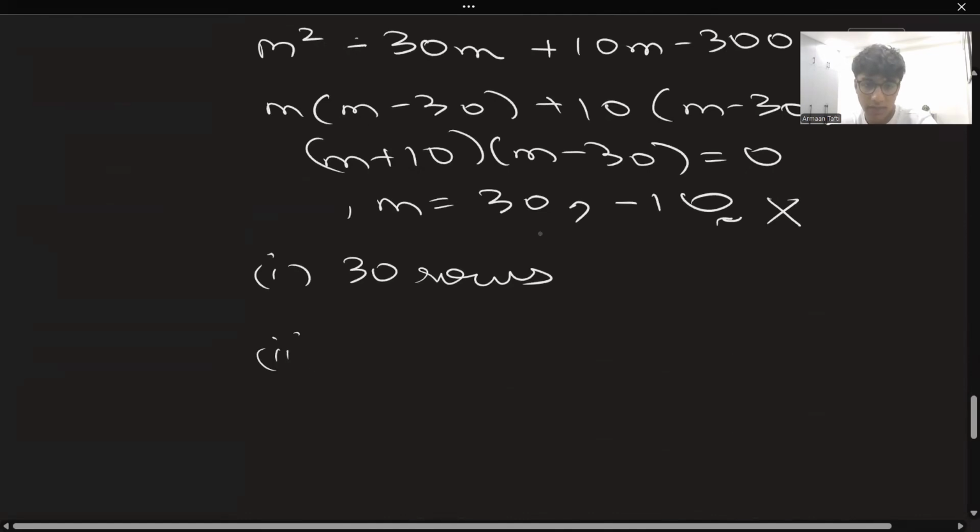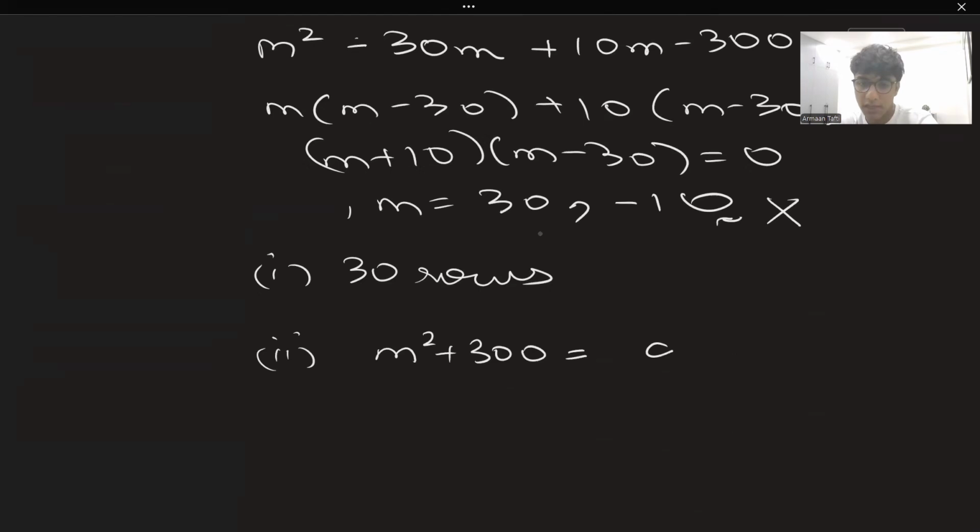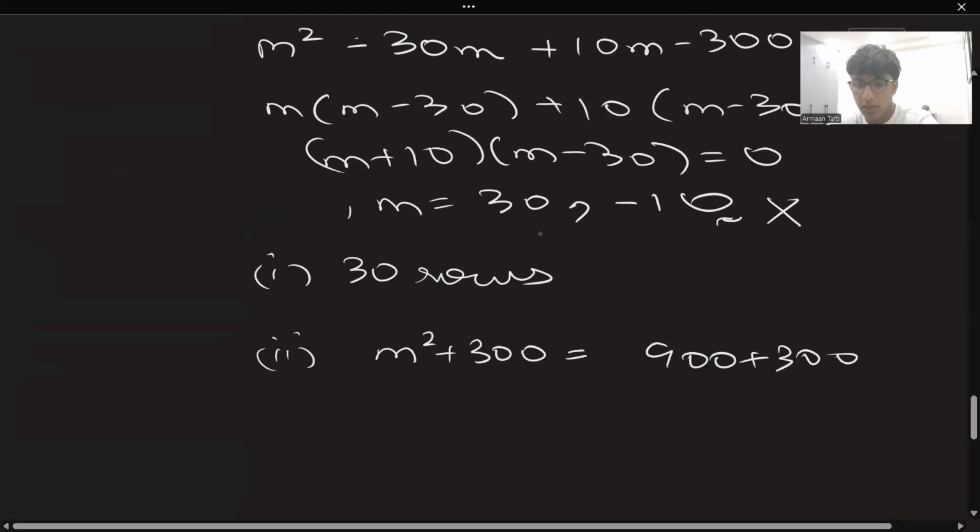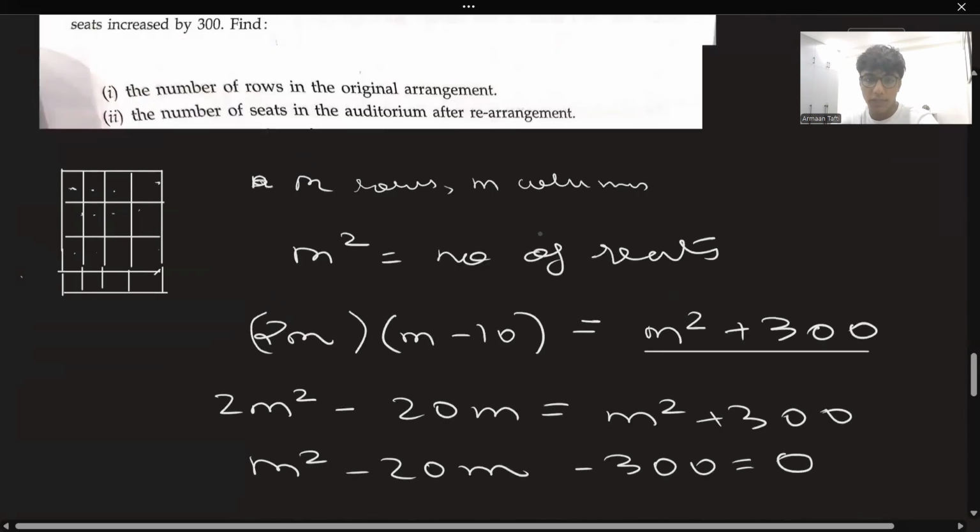So part two, we just have to find out m square plus 300, which m was 30, so 30 squared is 900, plus 300, which equals 1200. This was a slightly tricky question, so I'm just going to go over what I did again.